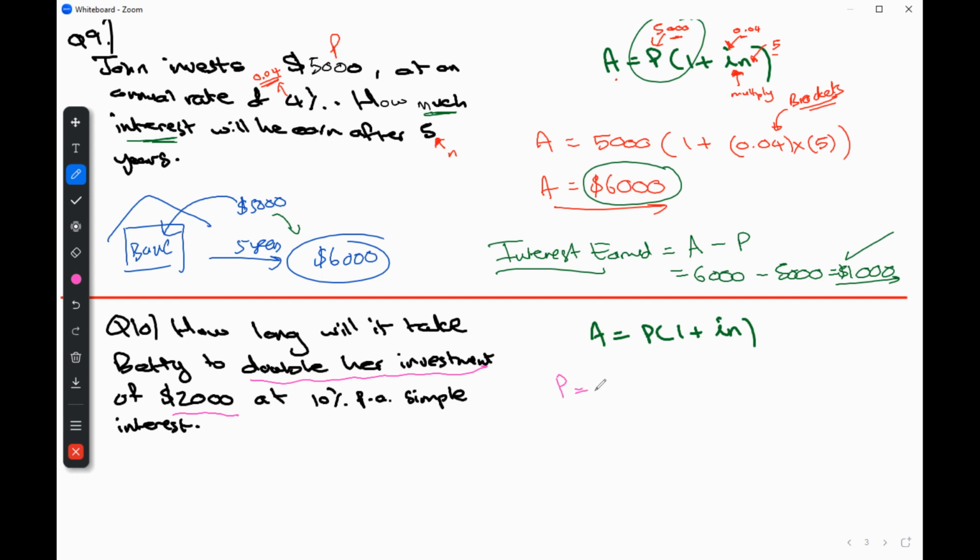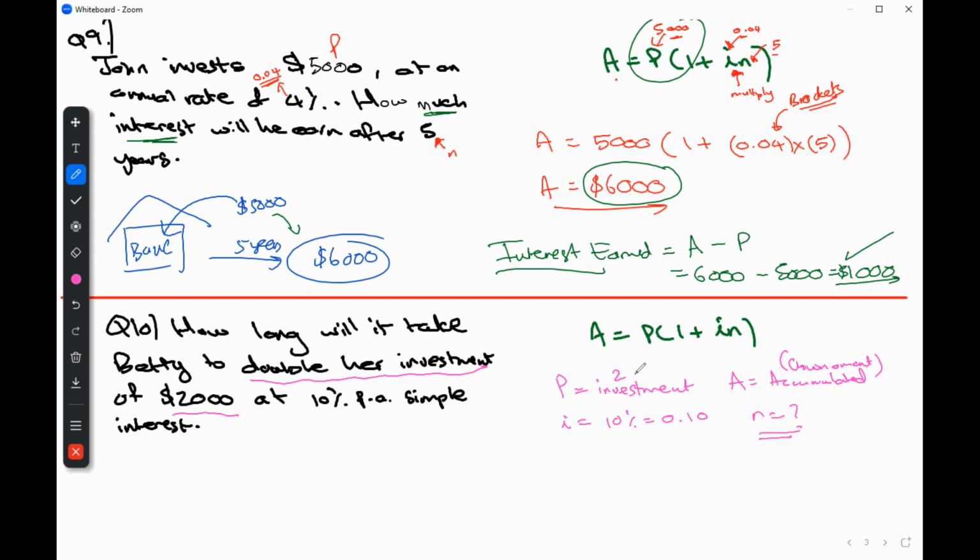Now, P is equal to the investment. A is equal to the accumulated amount. It's how much it grows into. All right? The grown amount. And then I is 10%. 10% is the same as 0.10. So what is N? And that's the question here.